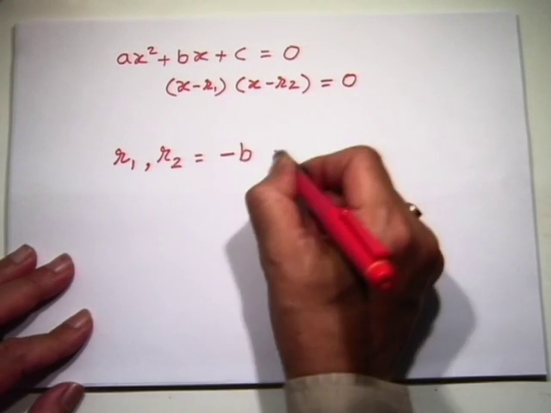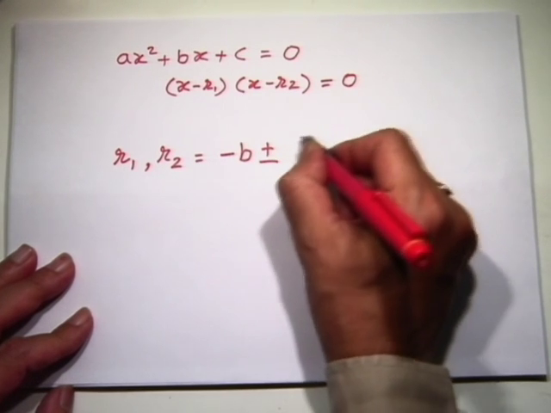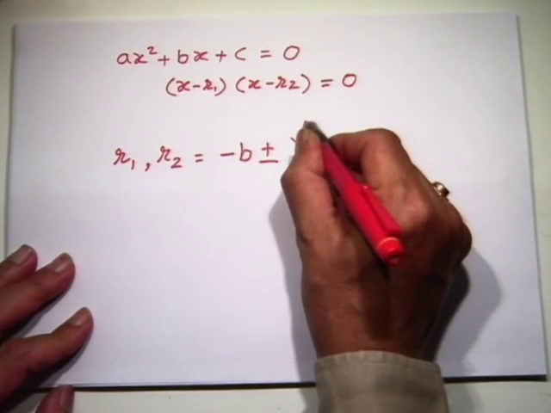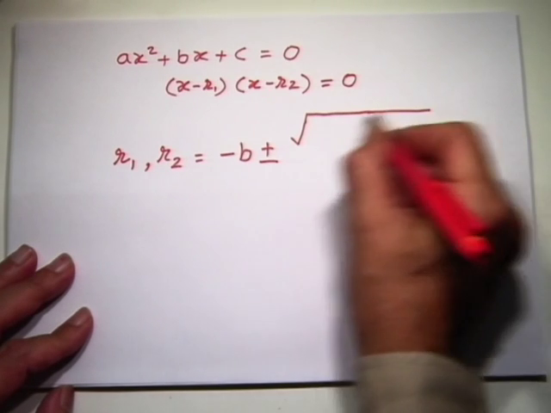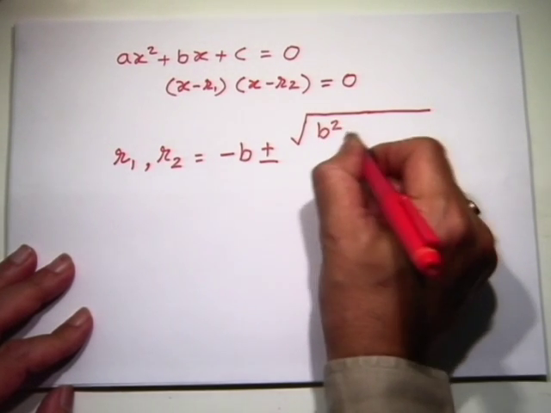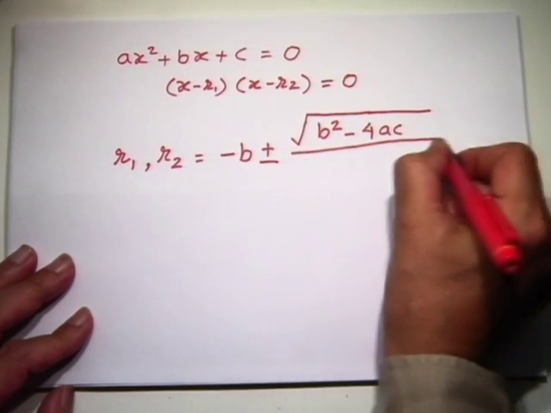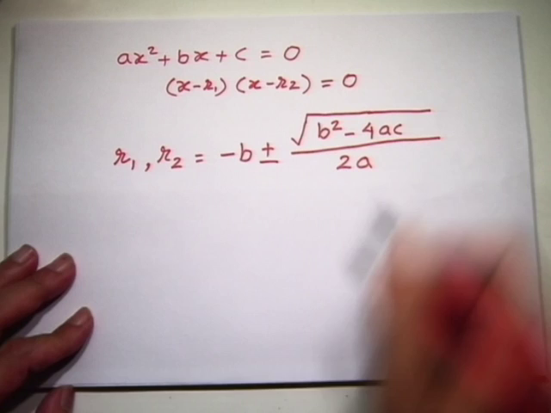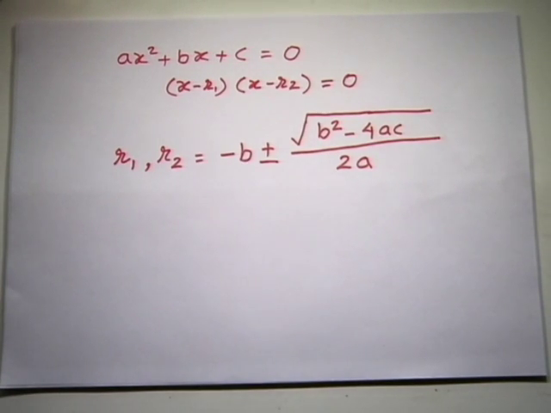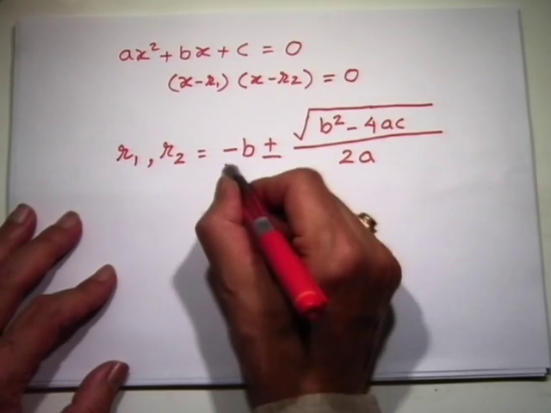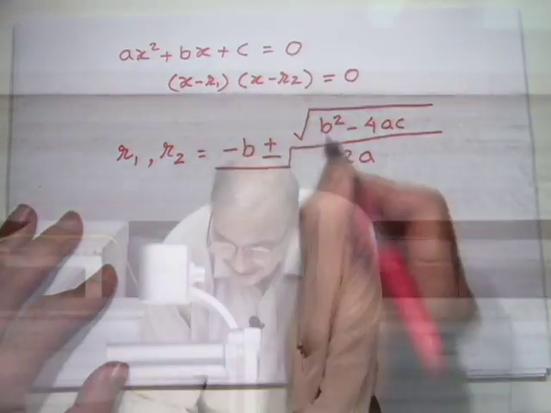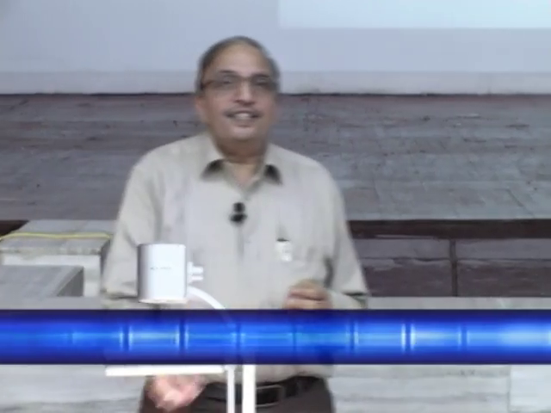Minus b plus minus. So you are awake. Now, why do I require Newton-Raphson method to calculate this?